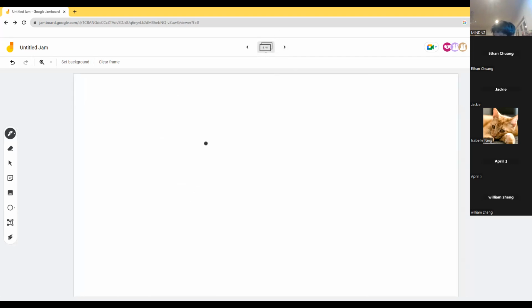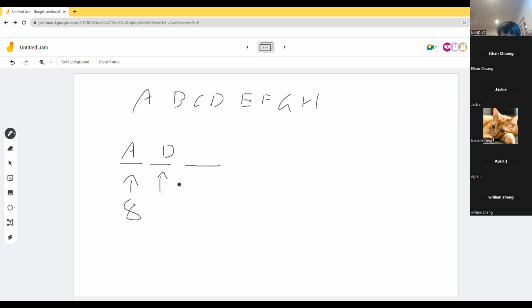Final question, how many different selections of 3 letters can be made from the 8 letters A, B, C, D, E, F, G, H? So we want to select 3 letters, and the order doesn't matter, right? We just select them. So consider this. We have 8 options for the first letter, and then we have 7 options for the second letter, and 6 options for the third letter, which is 336.